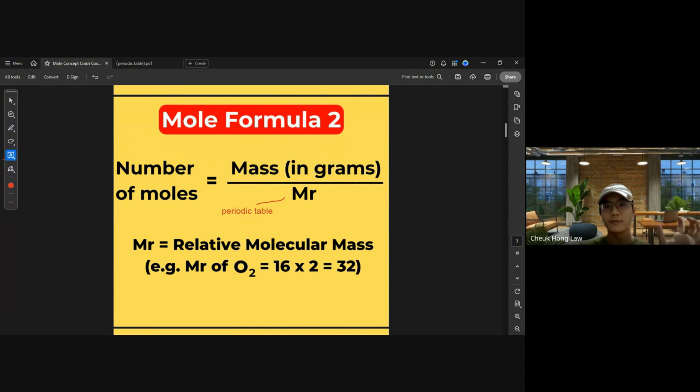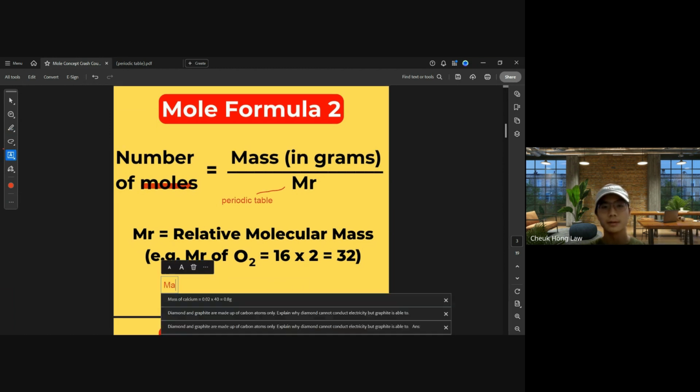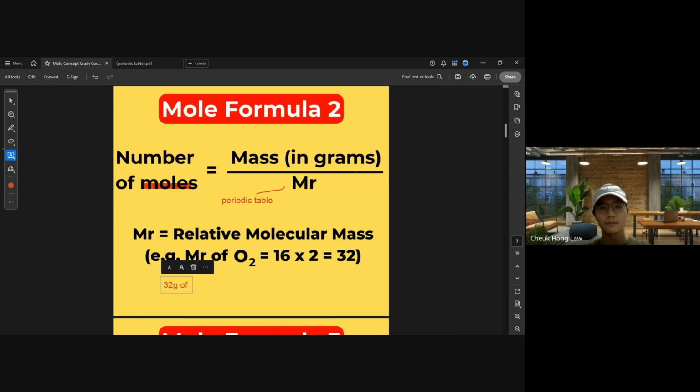So if they give you the mass of a known substance, immediately you should know that you can find the number of moles. All right. For example, they give you the mass of oxygen. So maybe 32 grams of oxygen. Okay, then immediately you should know that you can find the number of moles of oxygen. Okay, because they give you the mass of a known substance. So how do I find the number of moles? I take the mass of oxygen in grams divided by the MR. Okay, so the mass will be 32.